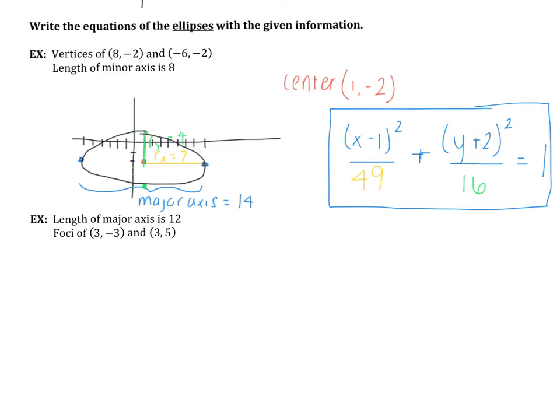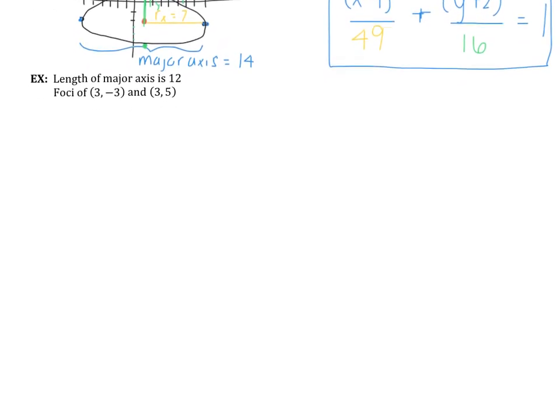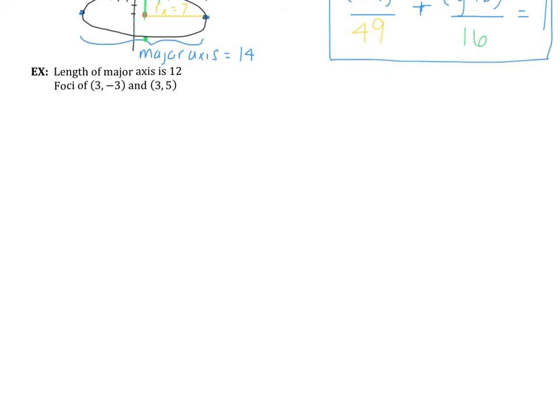Okay, one more. This time you're given the length of the major axis, and now you're given your foci. I'm going to draw a picture. So foci is (3, 5) and (3, -3), here and here. Okay, so those are my foci, which have to be inside my ellipse. I'm also given the length of the major axis is 12.